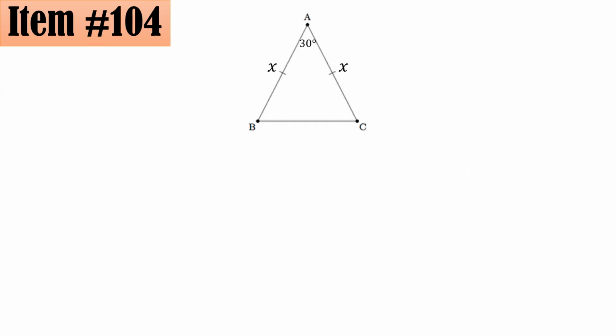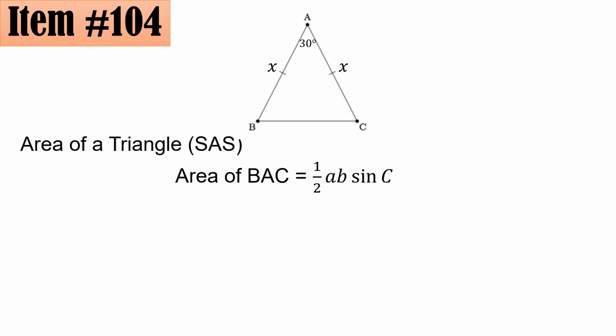Take note, ito po yung itsura niya. So x, 30 degrees, x here. These are the two equal sides. And take note, we have here a side angle side or SAS. And in getting the area of a triangle in the SAS format, we could actually use the formula 1/2 AB sine C, where A and B here are the two consecutive sides, and C here is the included angle. So here, A and B are both equal to X. 30 degrees is your C.